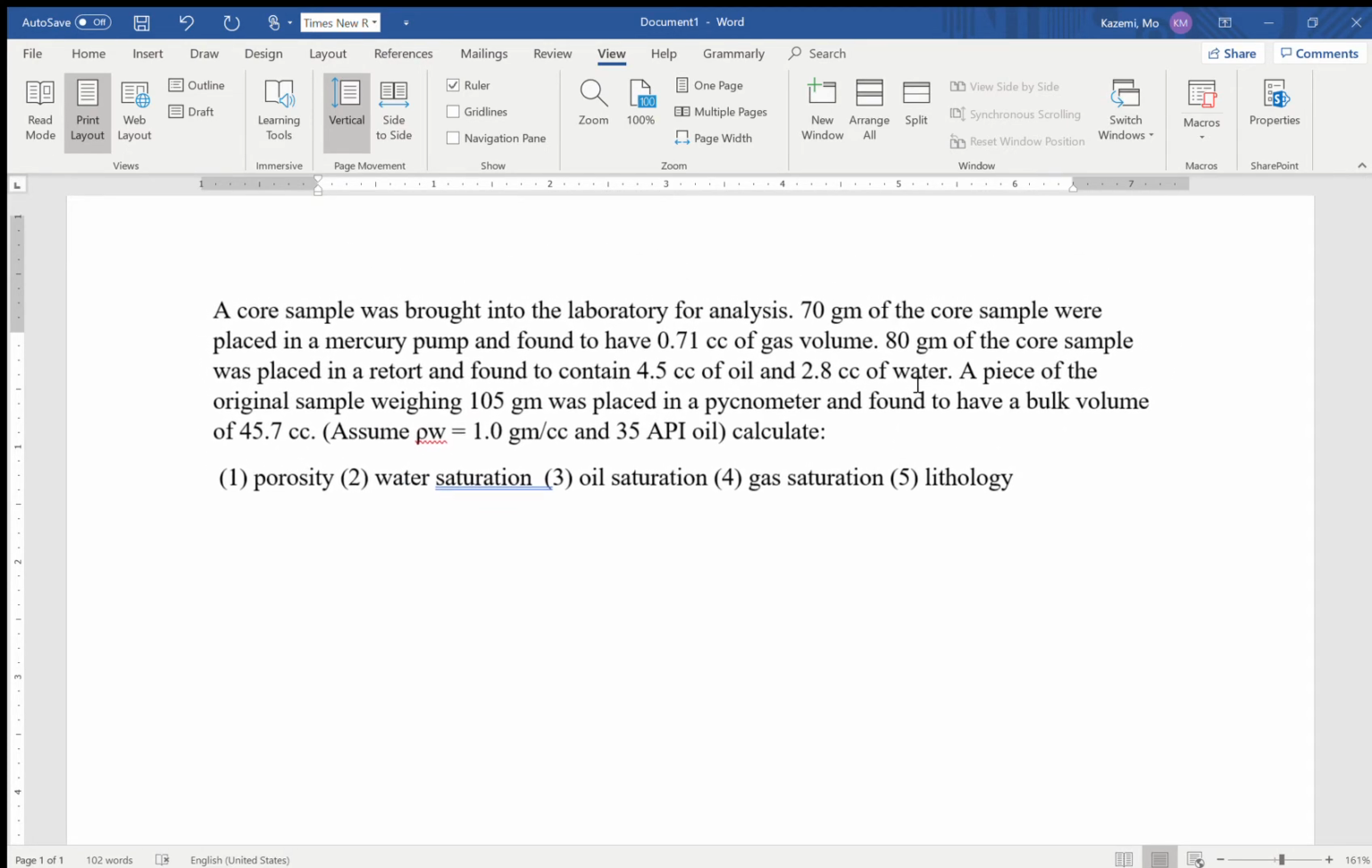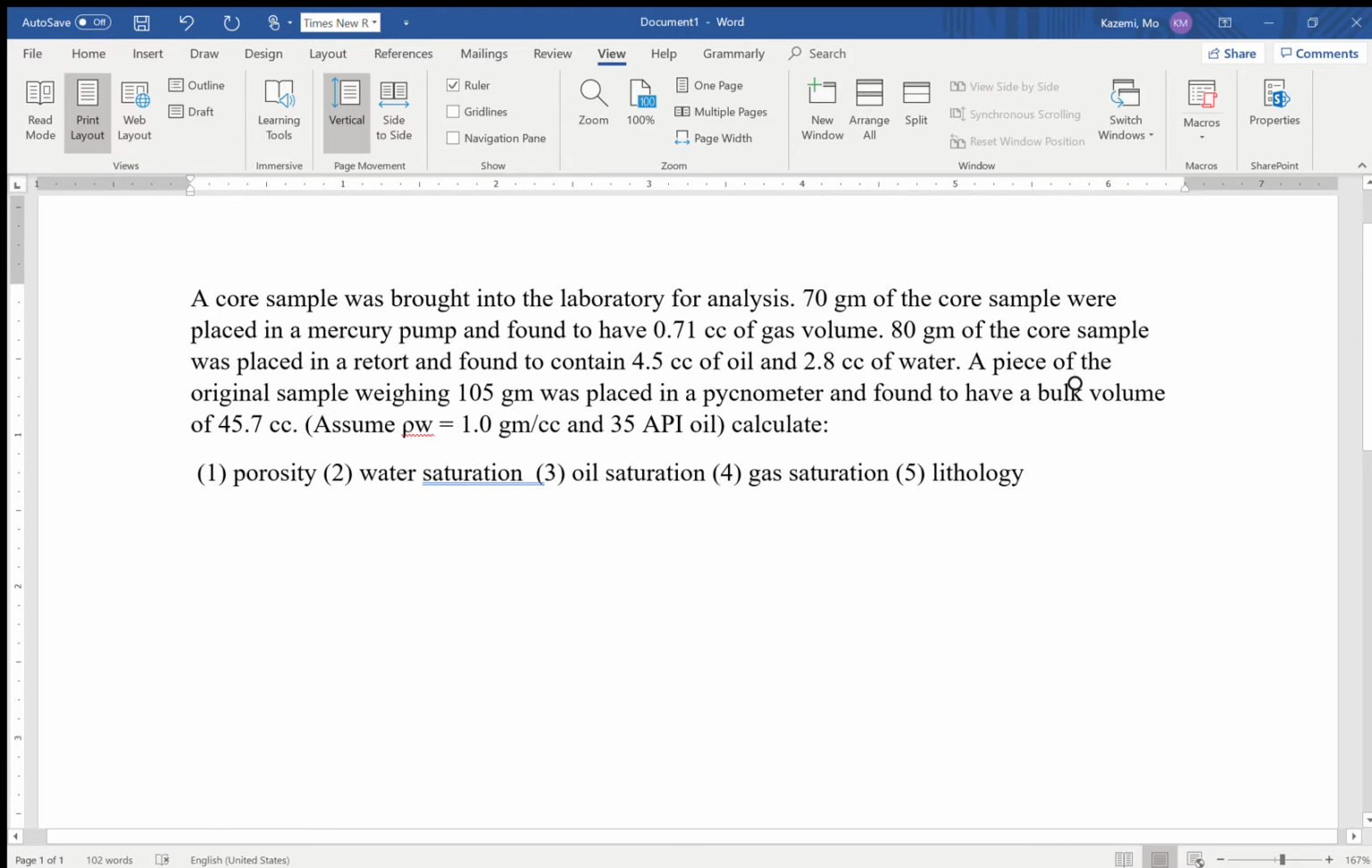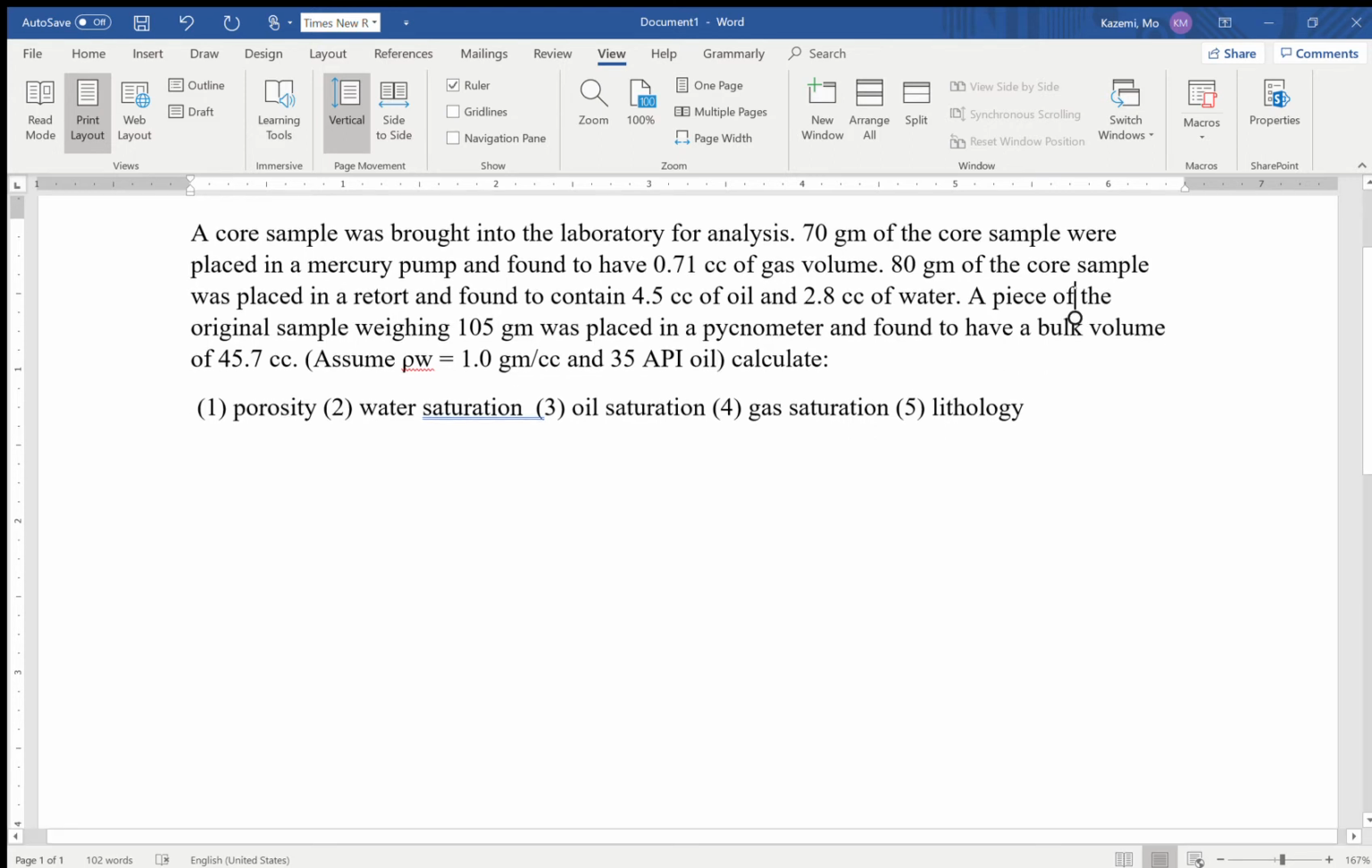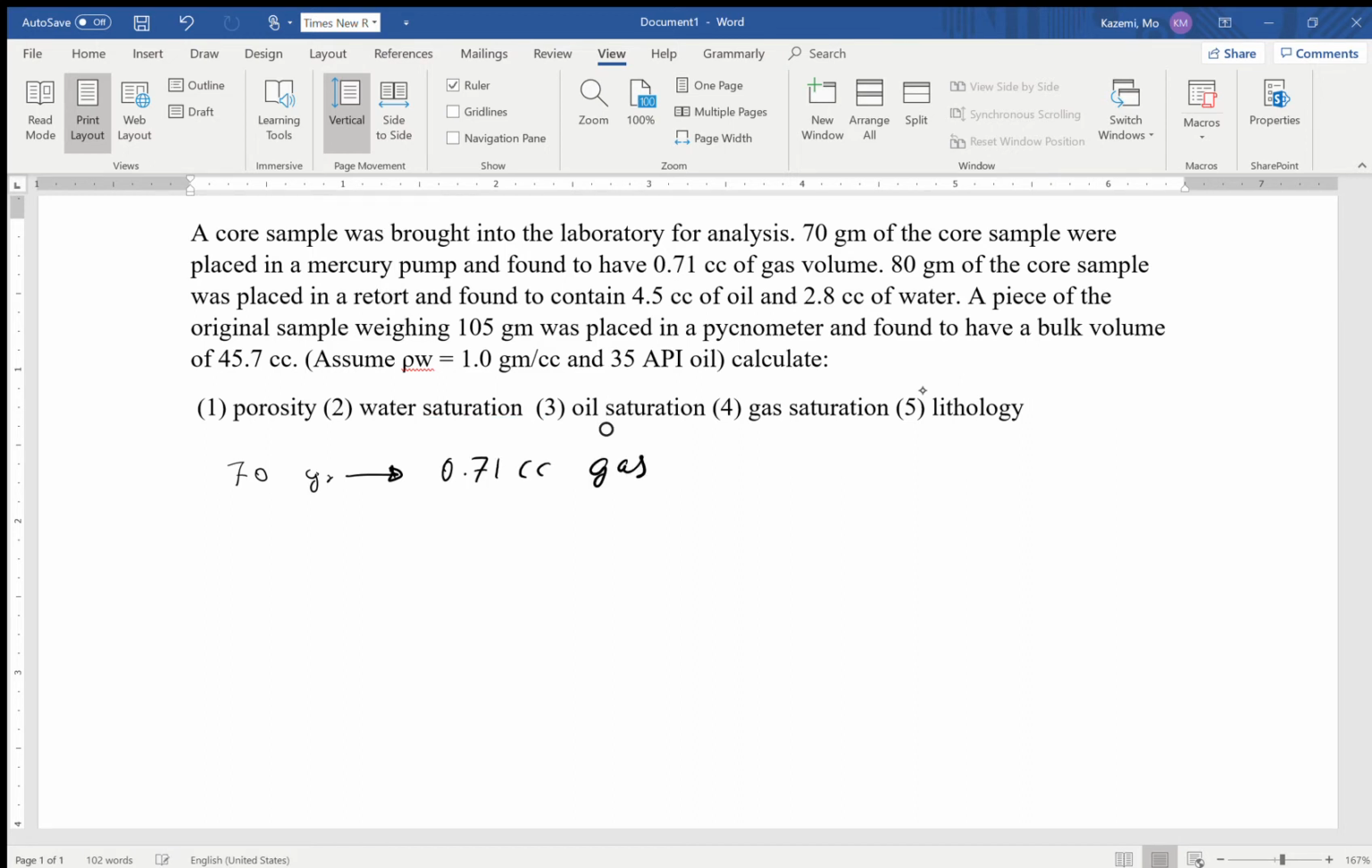So basically we have a core sample which is brought to laboratory for analysis. 70 grams of the core sample were placed in a mercury pump and found to have 0.71 cc of gas volume. So for this specific experiment, we have basically 70 grams of the sample, right? So that 70 gram basically led to 0.71 cc of gas, right? Okay, cool. That's the first information we have.